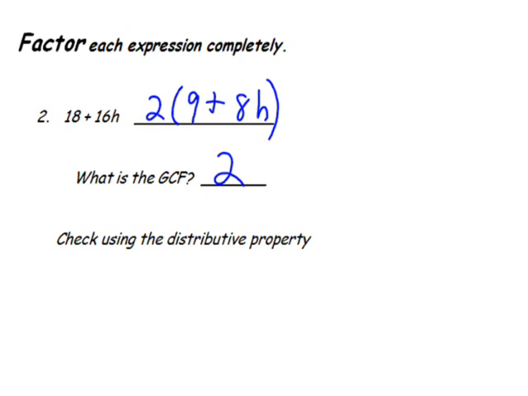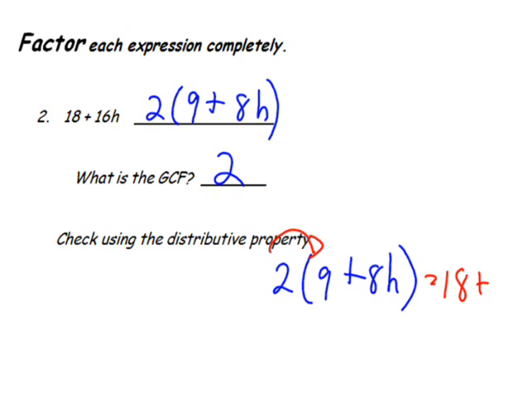Let's just double check that using the distributive property and see if I factored that correctly. So I would do 2 times 9, which is 18, plus 2 times 8h, which is 16h. And that's the same expression that I started with.